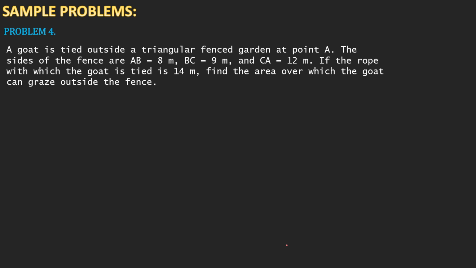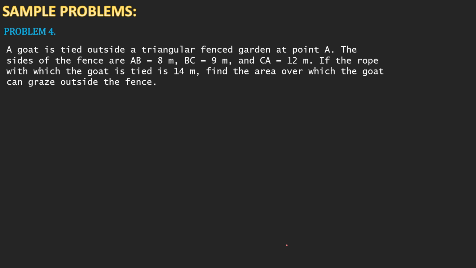Last problem. A goat is tied outside a triangular fenced garden at point A. The sides of the fence are AB equals 8 meters, BC 9 meters, and CA 12 meters. If the rope with which the goat is tied is 14 meters, what is the area over which the goat can graze outside the fence?